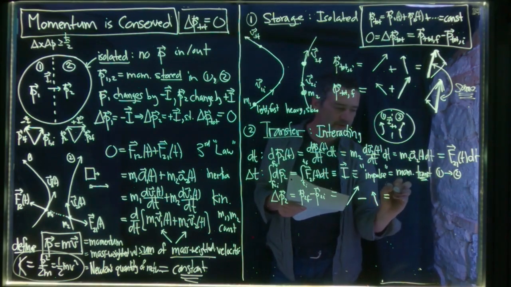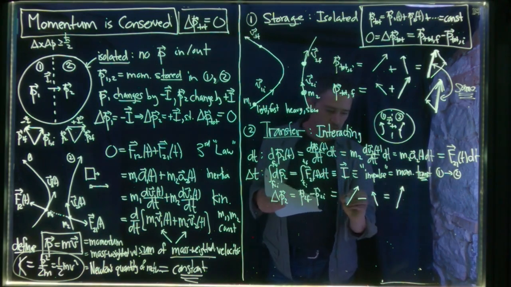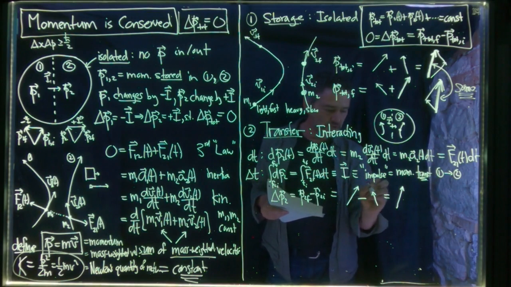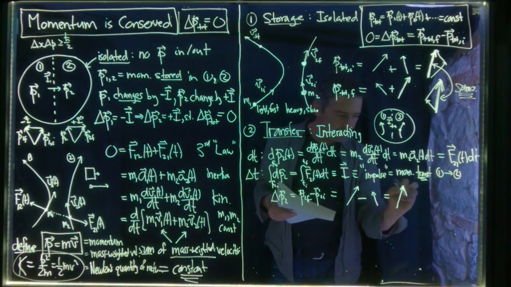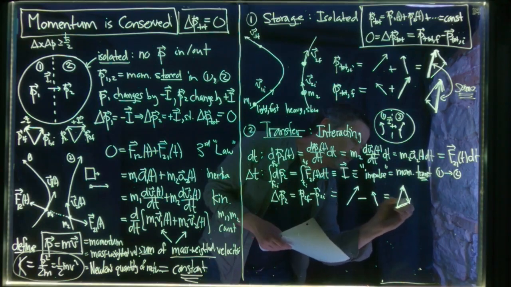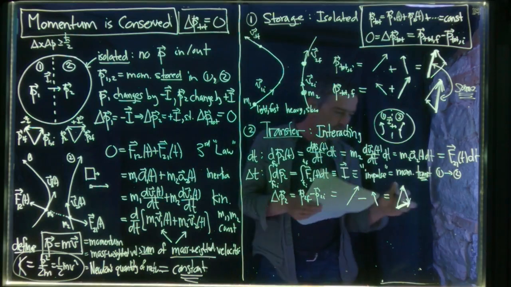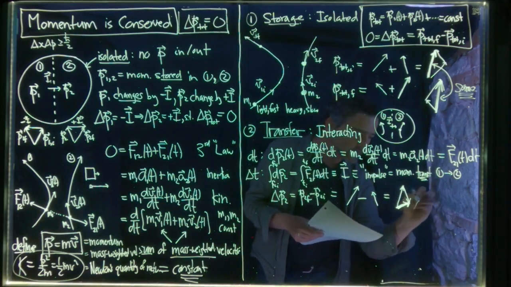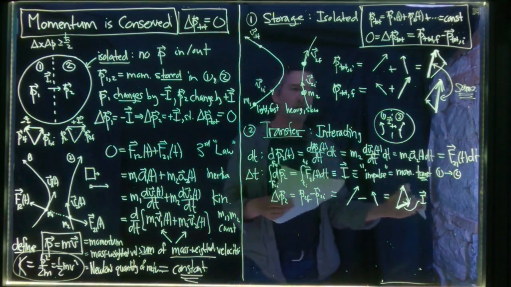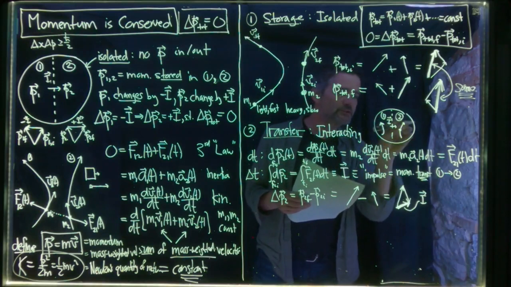Well, that's the same thing as taking the first vector, P2 final, and adding the negative of P2 initial. So that means adding this vector. And then what we get is this vector, which I'll make bold over here. That vector is called I, and that is the momentum that was transferred from system number 1 to system number 2.